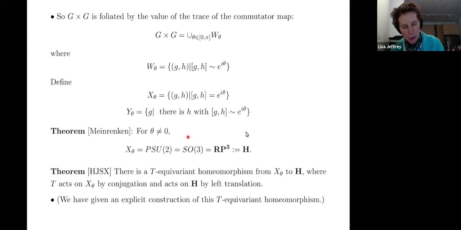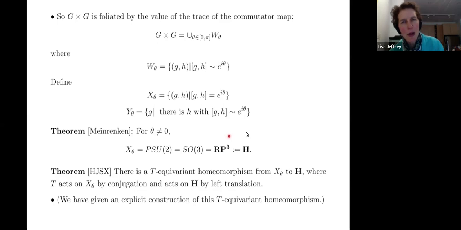Eckhart and Meinrenken proved that X sub theta is in fact identified with SO3. I will call this boldface H. SO3 is the same thing as RP3, of course. Basically, Eckhart's argument for this was just to show that for regular values of the commutator map, the diffeomorphism type doesn't change, and so he picked a particularly convenient one, which was the one that corresponded to theta equals pi over 2. And there it's possible to explicitly identify it with SO3 or RP3.